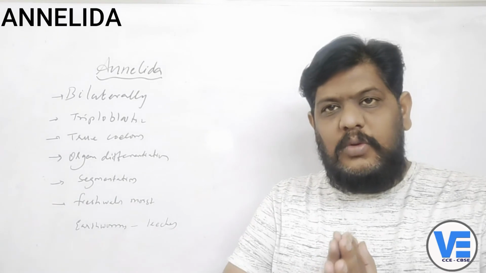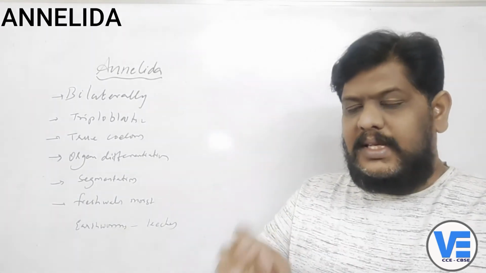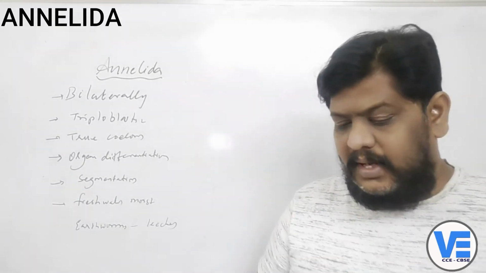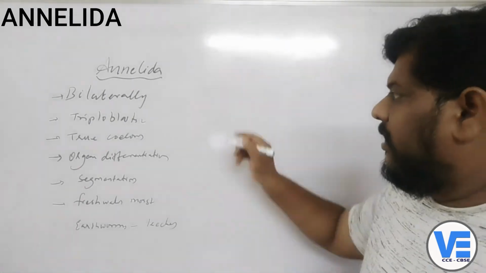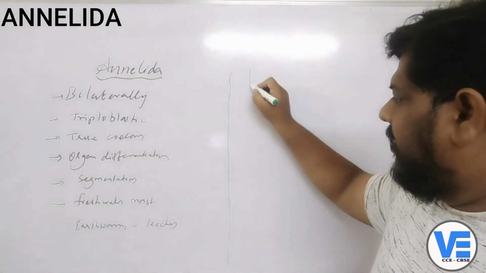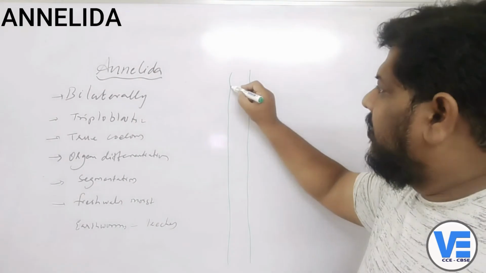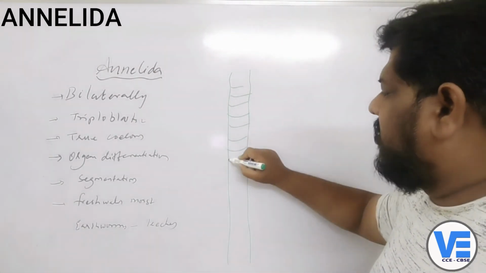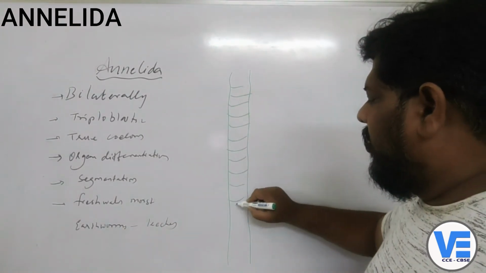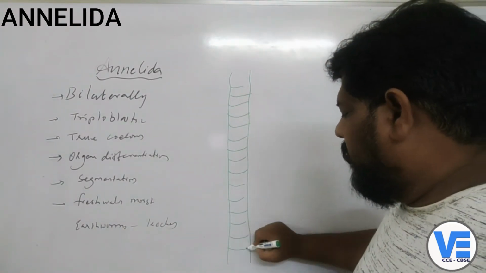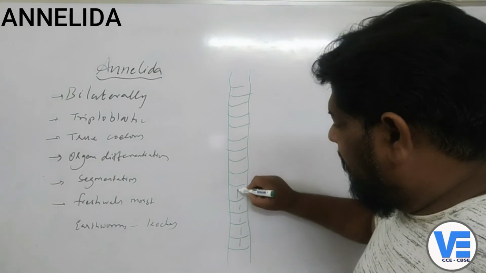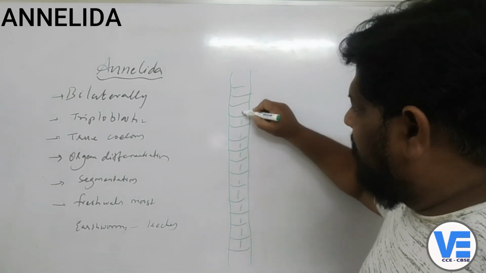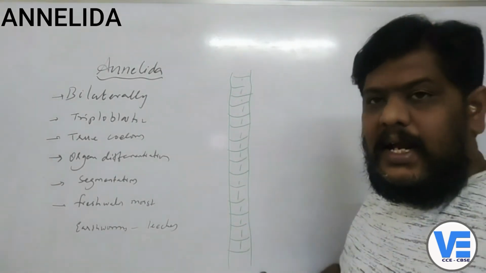If they have the true coelom, what happens is the organs can be accommodated over there. That's the reason why, for example, if you take an earthworm, you can see the segments on the earthworm. That is the divisions, ring-like structures, which are called the segments. Each one of these divisions is called a segment. In each and every segment there are some organs.